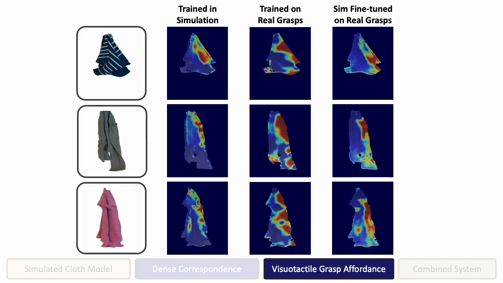Here are examples of our fine-tuned network compared to the one trained only on simulated images and one trained on our 8,000 real grasp attempts. We found that our network from simulation was too conservative, often missing important points on the bottom of the shirt, while training only on real data resulted in overconfidence in unexplored areas.